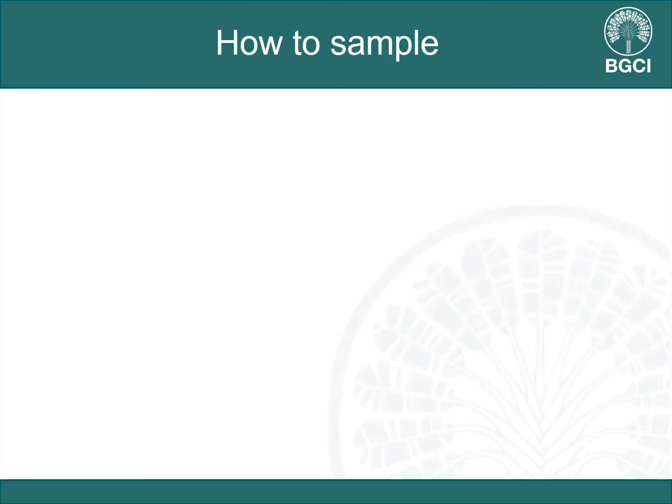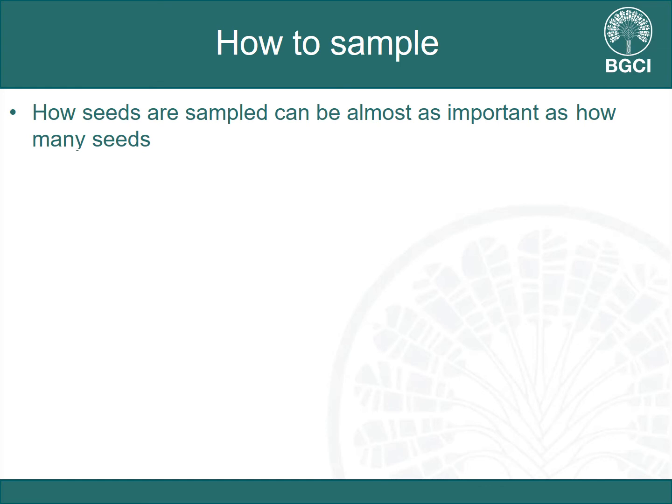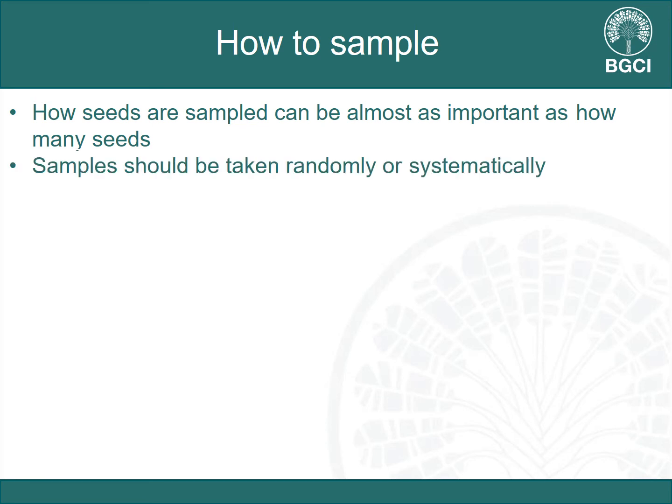The next point is that it's not just about the number of seeds. How you sample is also an important consideration. Plants must be chosen as randomly as possible or along an evenly spaced grid if you want to maximize diversity and minimize inbreeding. The minimum sampling that we have been discussing so far assumes random sampling.